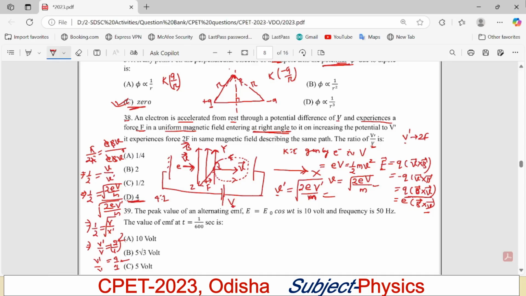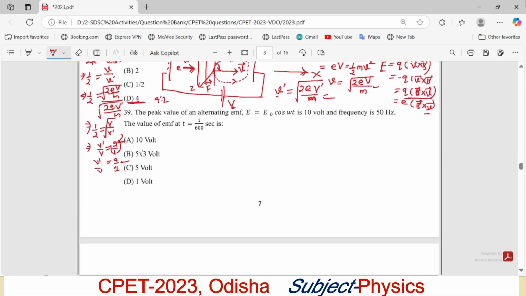Next question, question number 39. It is asked that the peak value of an alternating EMF, and the equation has been given: E equals E naught cos omega t. The peak value of the alternating EMF is given as 10 volt, that means E0 is 10 volt, and the frequency is given as 50 hertz. At time equal to 1 by 600, what is the value of the AC EMF? Simple, you have to substitute these values.